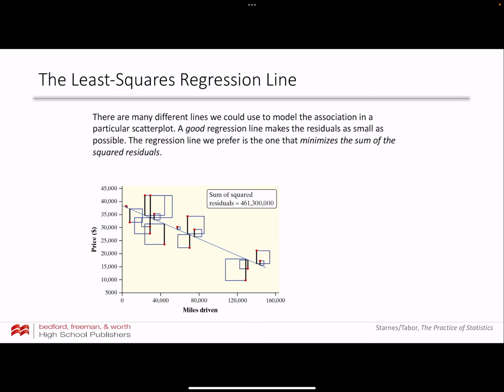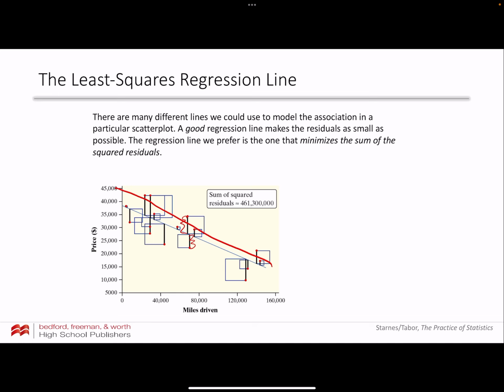So here's the same data, right? Remember, ignore these blue squares for a second. Let's just talk about these black residuals. Some of these residuals are going to be negative. Some of them are going to be positive. So here's the thing. If I have, let's say, this blue line versus this red line, how do I know which one is better? Well, I want the residuals to be as small as possible.